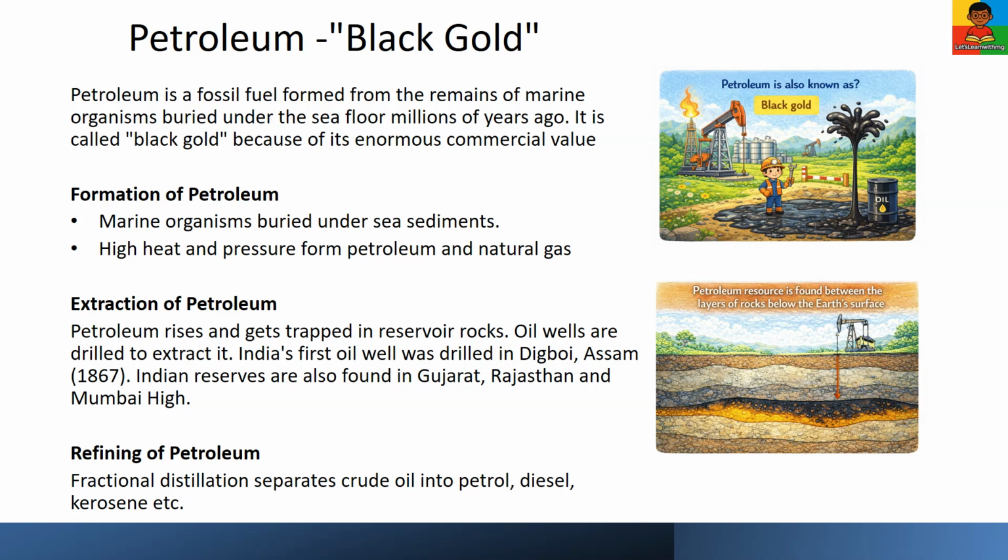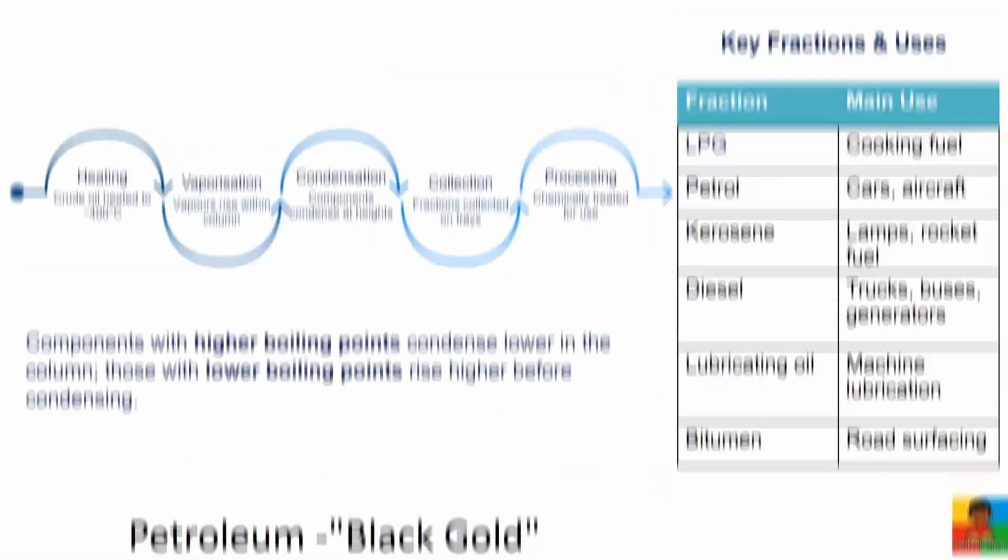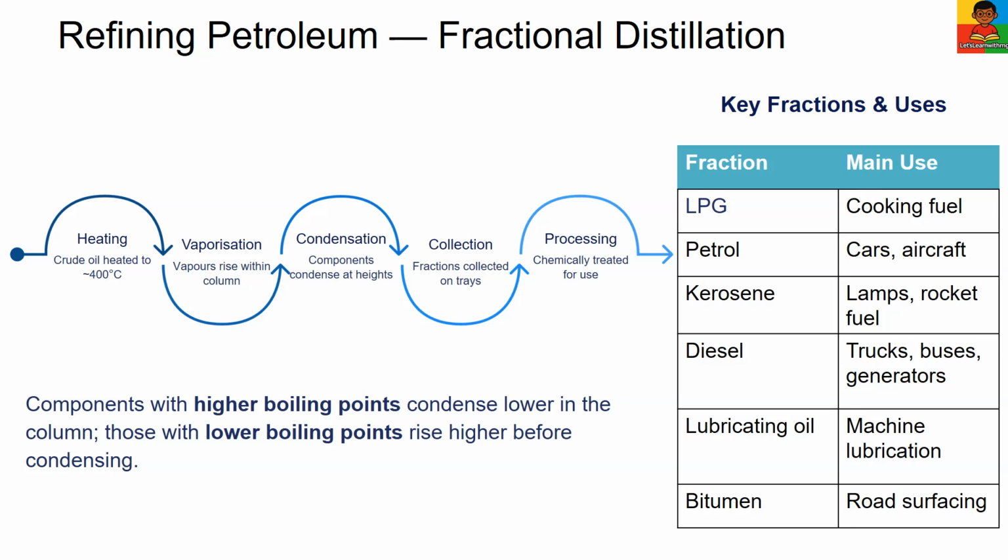Fractional distillation separates crude oil into petrol, diesel, kerosene, and other products. During refining, crude oil is heated to about 400 degrees Celsius. Vapors rise within a column, condense at different heights, and fractions are collected on trays. They are then chemically treated for use. Components with higher boiling points condense lower in the column, while those with lower boiling points rise higher before condensing.